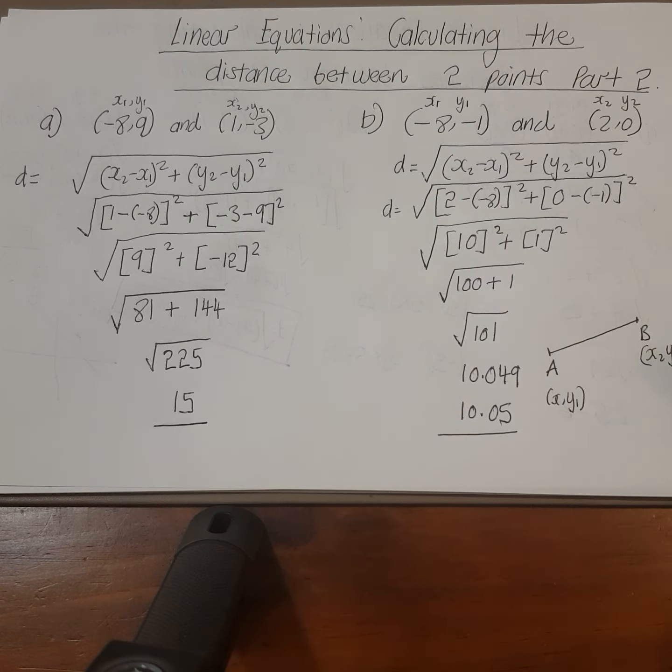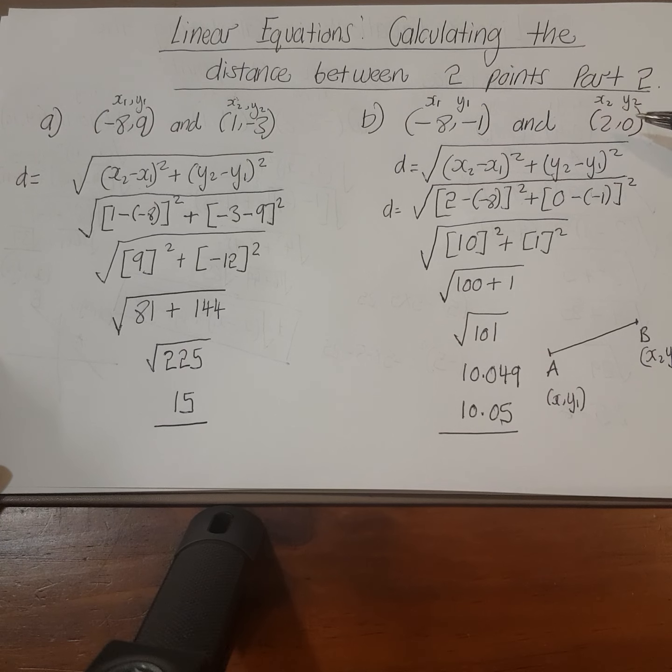Now, if you look at question A, the answer was a perfect square because the square root of 225 is 15. If you look at question B, the answer is not a perfect square because the square root of 101 is not going to give you a perfect answer. It's not going to give you a whole number. All right. Again, what do we do here? We write down the formula. We allocated what is x1, y1, x2, and y2, and then we substituted.